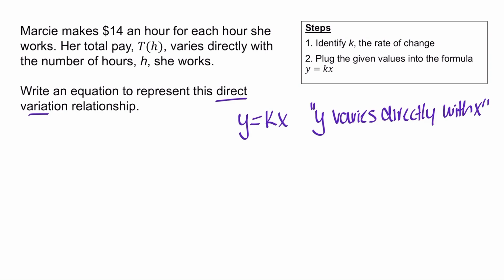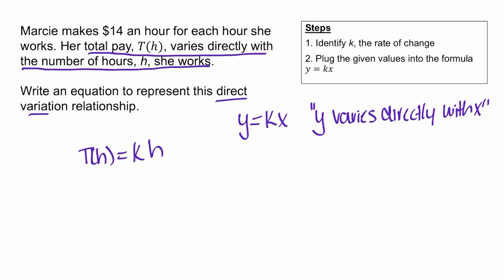So here it says her total pay varies directly with the number of hours H that she works. What we can do is say that this means T of H, which took the place of y, equals k times the number of hours, which is H. So now we need to figure out what this value of k is, because remember, k is a number that represents the constant of variation. Well, she makes $14 an hour, so that means 14 is the rate, right? 14 is the rate of change. So we're going to use that to replace k, so that means we have the equation T of H equals 14H.